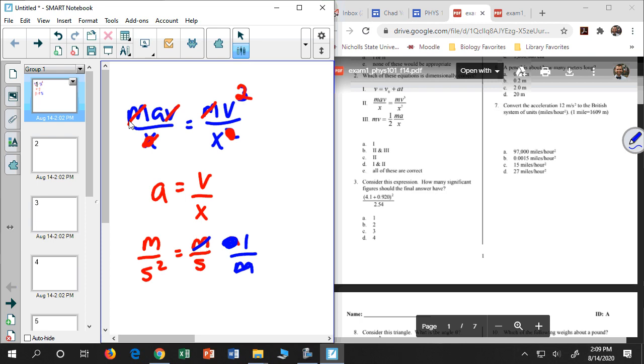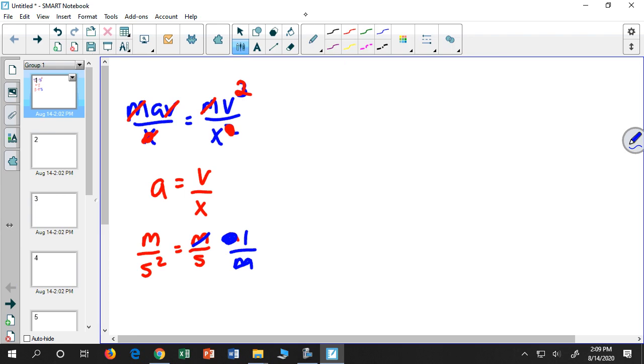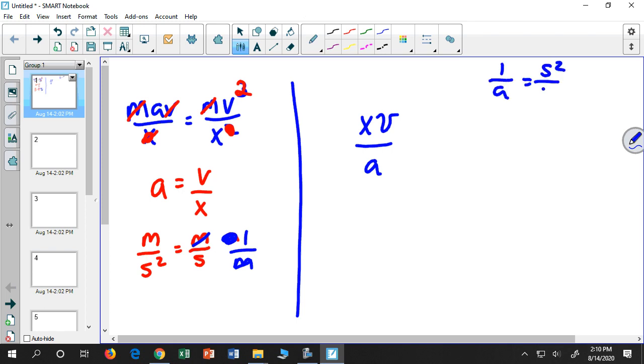Let me just make up an example right here. If I have, say, oh, I'm just going to do a single expression, not an equation. So I have xv over a. And I want to know what the units of that are. This is more difficult because acceleration has a numerator and a denominator, right? It's meters per second squared. And so when I have 1 over a, that's going to be equivalent to seconds squared over meters. So when I write this, this is going to be meters per second.